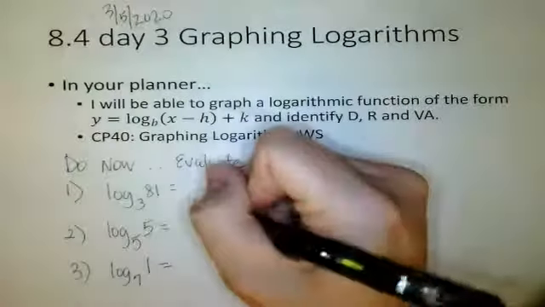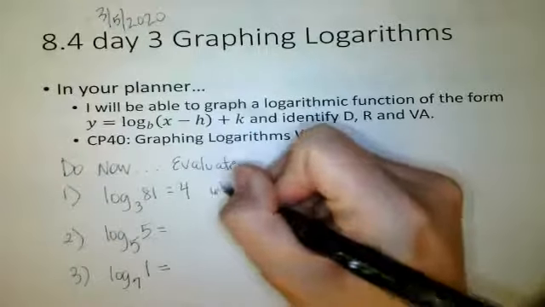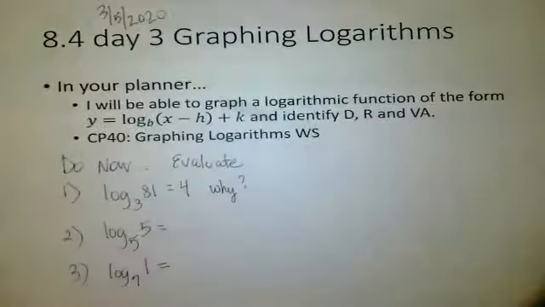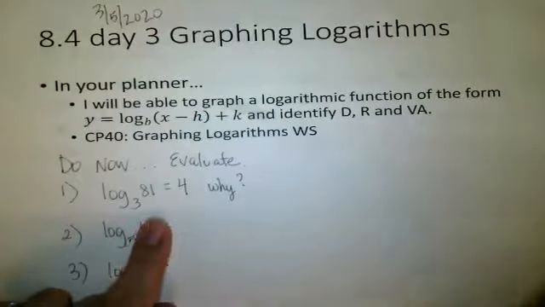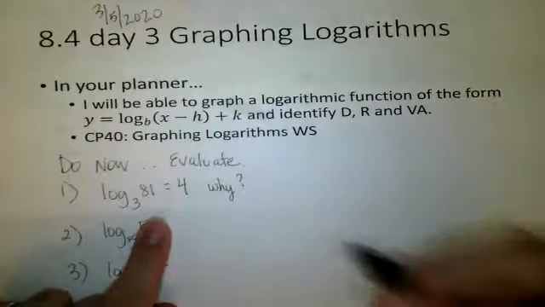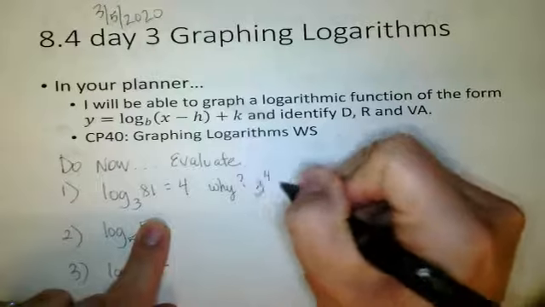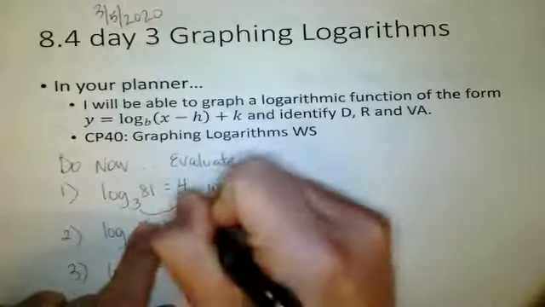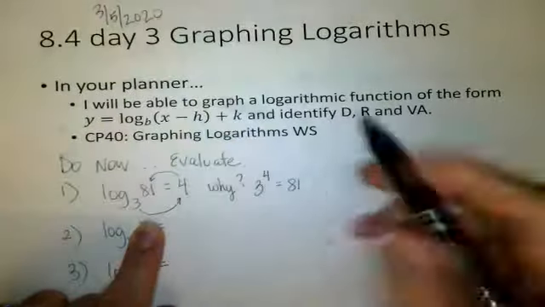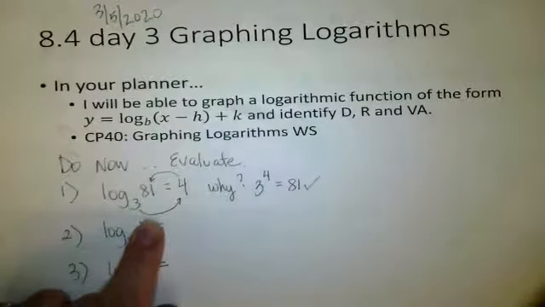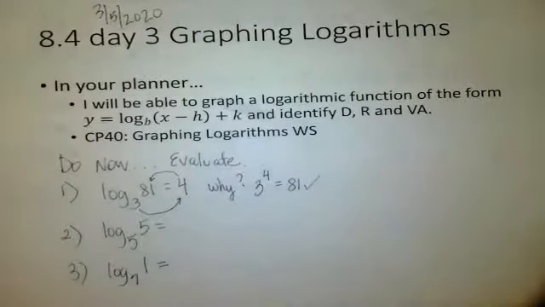Number 1, what did you get? Okay, good. So my question now is why? Why is log base 3 of 81 equal to 4? Hold that thought. Why is log base 3 of 81 equal to 4? I love how you said that, because 3 to the 4th power equals 81. Because if you give it a swirly, that makes perfect sense. I should see little swirlies all over your paper.